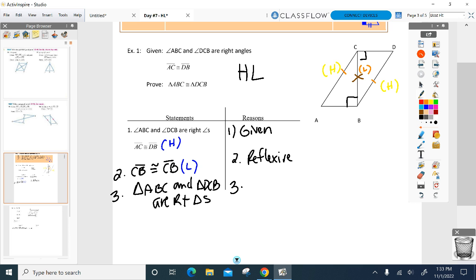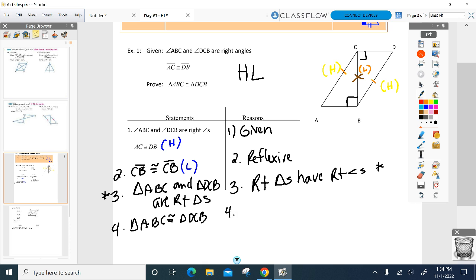Well, how do I know they're right triangles? Right triangles have right angles. Great reason. And hopefully, you've said you have right angles, which was given. So that is the extra piece right here that needs to go into an HL proof that's different from the others. Now you can say they're congruent. Triangle ABC, congruent to triangle DCB. For our 5th and final method, hypotenuse leg.